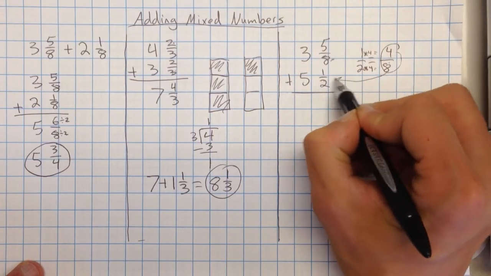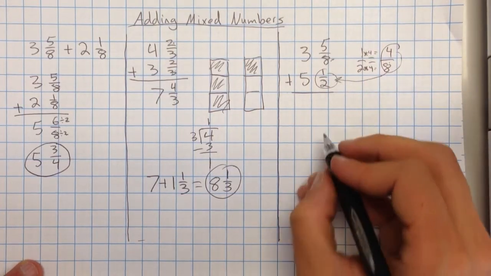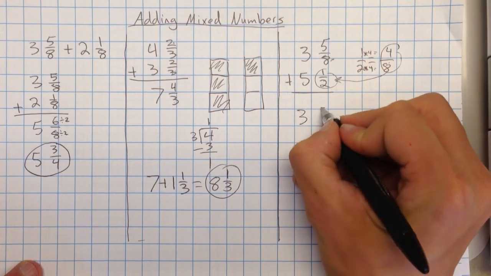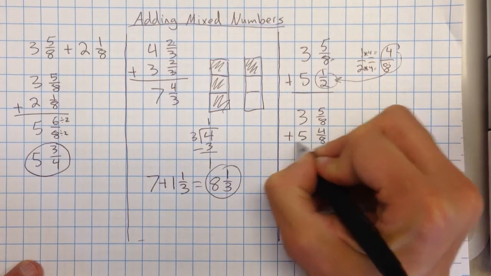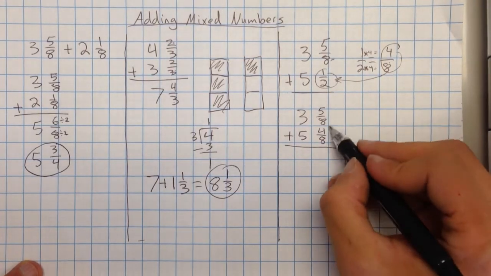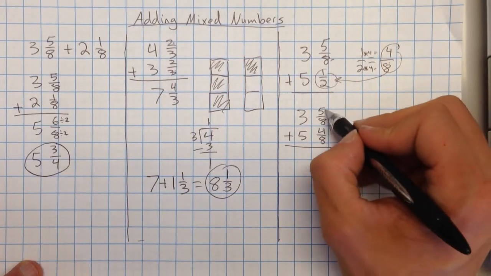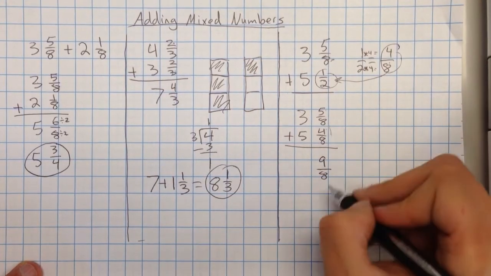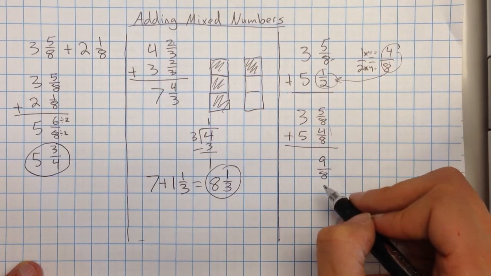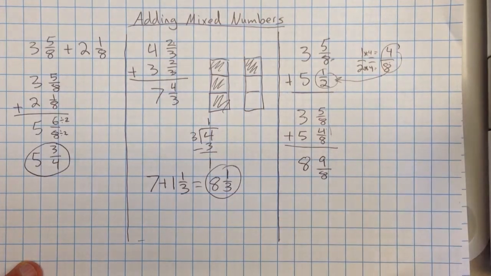So I'm going to take that and replace it, and I'm going to rewrite my problem. 3 and 5/8 plus 5 and 4/8. Now I have my common denominators, so I can add. Remember to add the numerators first. 5 plus 4 gives me 9. My denominator stays the same. 3 plus 5 gives me 8. So I have 8 and 9/8.